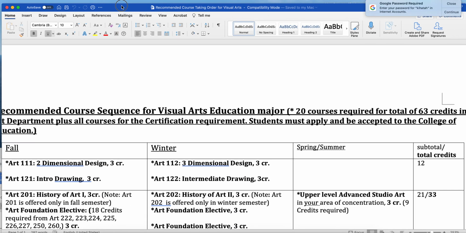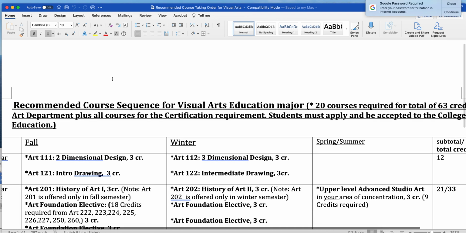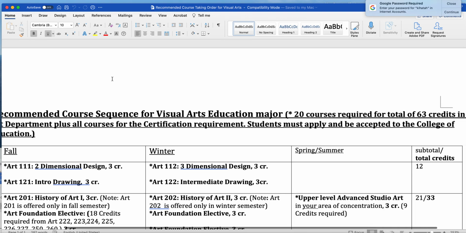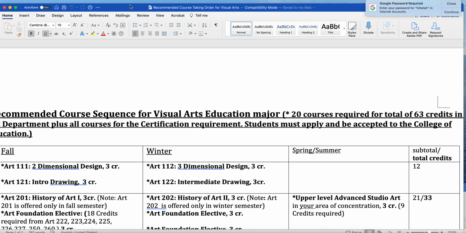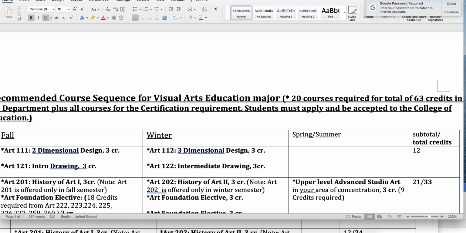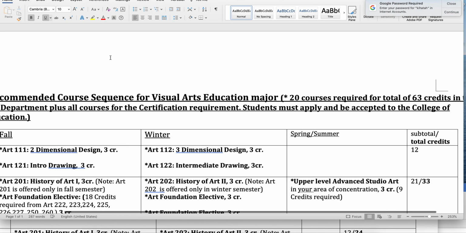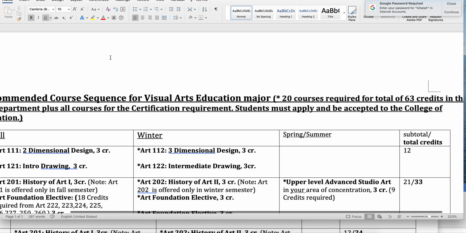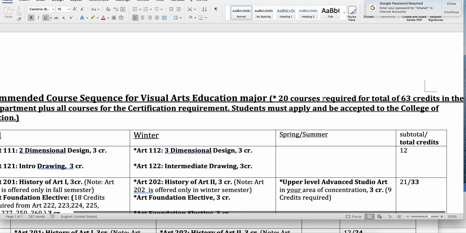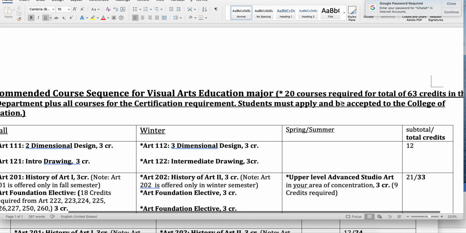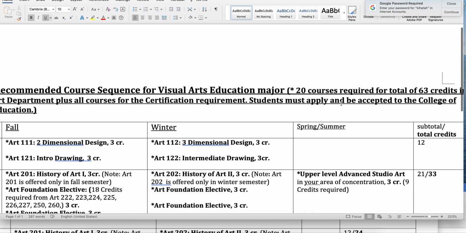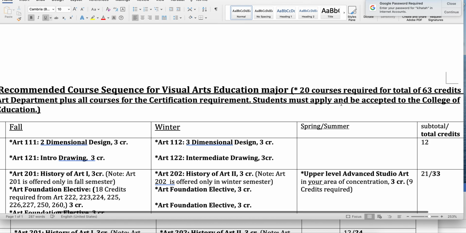Now I will talk a little bit about the visual arts major. Visual art major is also a BA, but it's very different from the other BA. The reason is that you have to take courses not only from our department, but you also have to take courses from the College of Education. So 20 courses are required for a total of 63 credits, plus all the courses for the certification requirement from the College of Education. Students must apply and be accepted to the College of Education. That's usually done at the end of sophomore year.